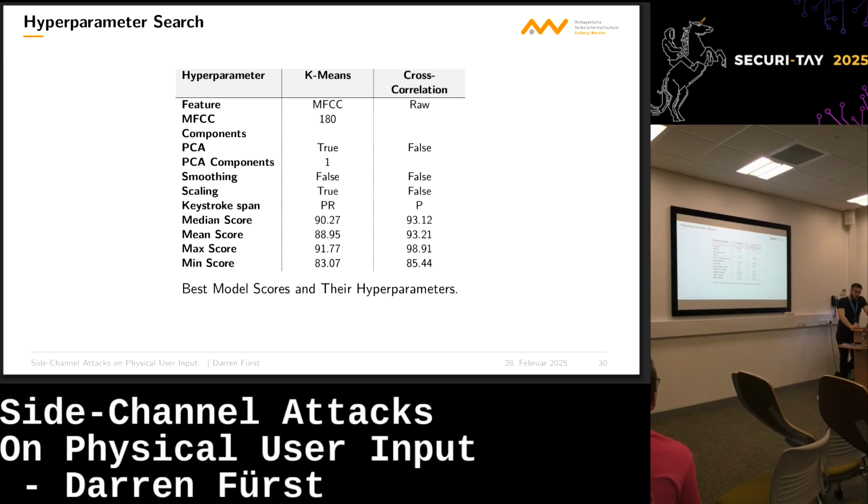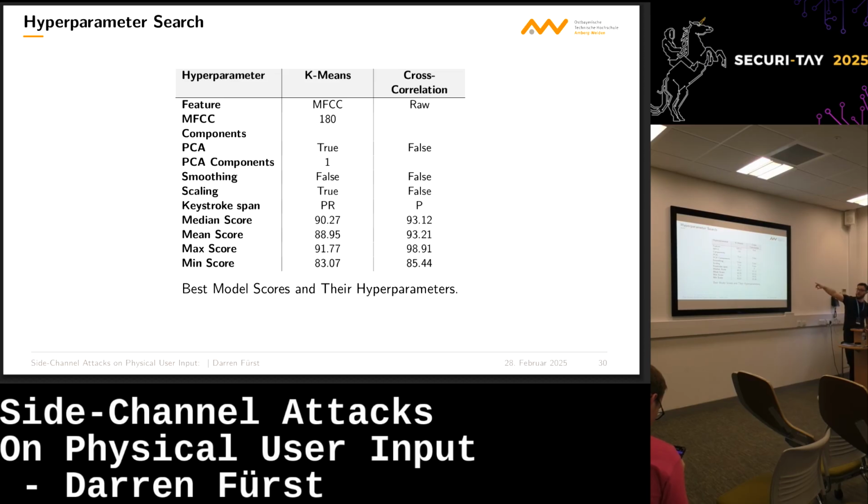So for k-means, MFCC was the most promising, and for the cross-correlation, the raw audio. PCA was used for the k-means and not for the cross-correlation. Both of them did not use smoothing. Scaling was used by k-means, and cross-correlation did not use any scaling. And the keystrokes were actually segmented differently. So for cross-correlation, we only segment the key press. And for keystroke span, in k-means, we segmented both the press and release to cluster. And then you can see cross-correlation was a little bit better.